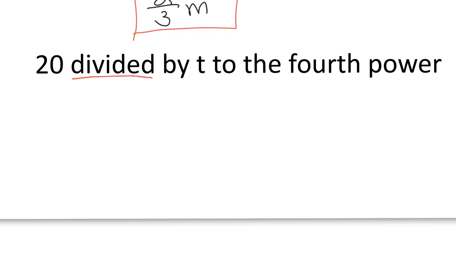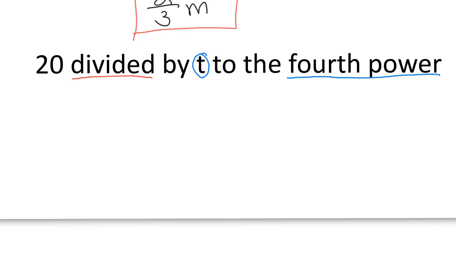So you are dividing by what? Well, we do have the variable t. That's what they tell us to use. 20 divided by t. But then it says t to the fourth power. So power means you guys have an exponent. And that exponent is going to be for the t variable. So let's go ahead and put this together.